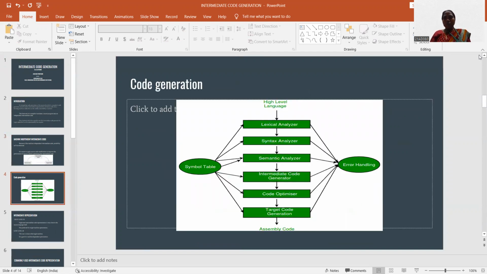So already we have seen in the previous class about these phases of compiler, right? So high level language is the input, assembly code is the output, right? The first phase is the lexical analyzer, second phase syntax analyzer, third phase semantic analyzer, then you have intermediate code generator, code optimizer, and finally the target code. The two pillars required for the entire compiler are the symbol table and error handling.